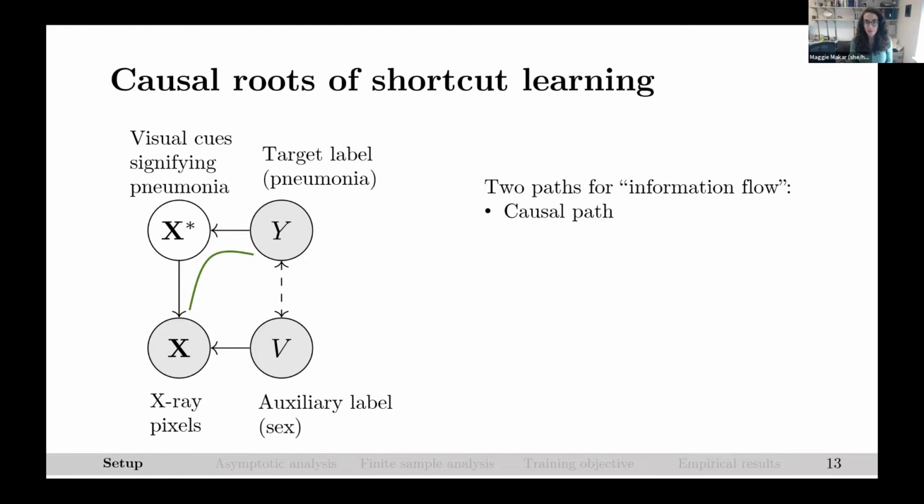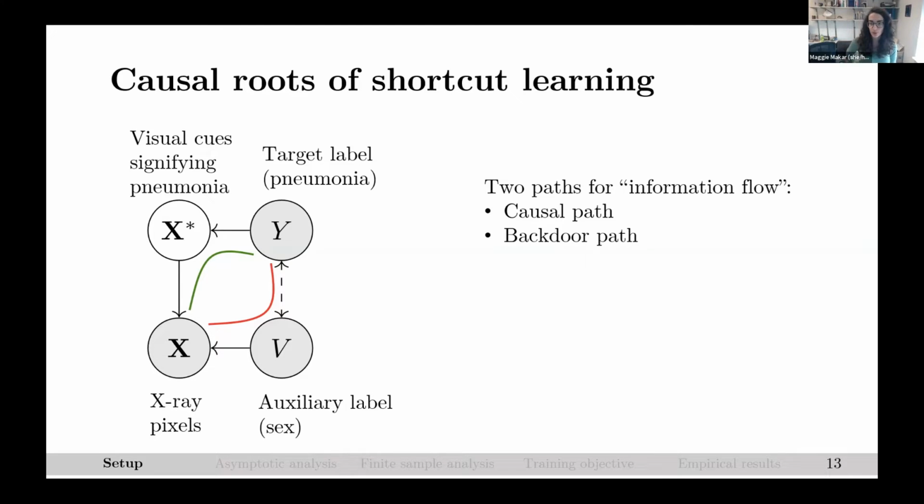The first is the causal pathway, which encodes information about how Y causally affects the appearance of the X-ray. How am I getting that, or where am I getting that from? I'm getting that from the fact that this pathway passes through this X star, which is the causal effect of Y on X. Also, you can kind of glean that from the fact that the arrows are all pointing in the same direction. So that is a causal pathway. But there's another pathway that the information flows from X to Y, and that is the backdoor path. This backdoor path encodes information about V and the correlation between V and Y when trying to predict Y.